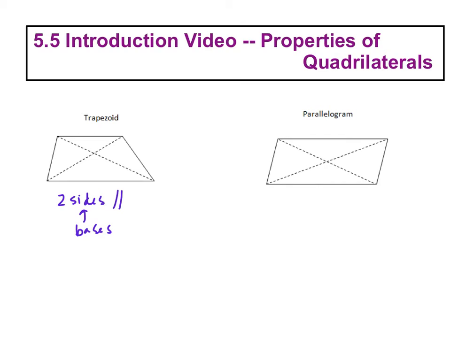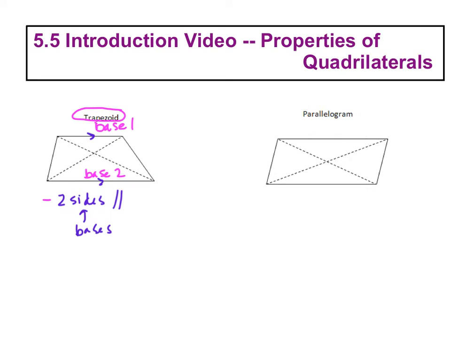So it could be turned on its side, but whatever the parallel sides are, we can go ahead and mark these as parallel sides, those are your bases. So we could call this base 1, and this one down here is base 2. So for trapezoids, you have two parallel sides, and those parallel sides are the bases.